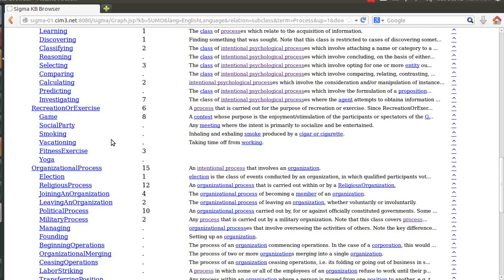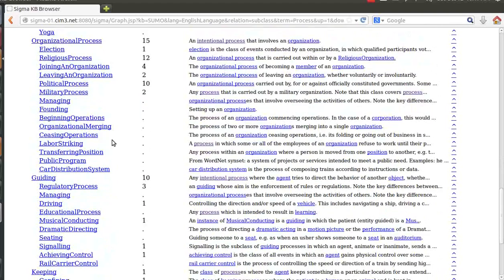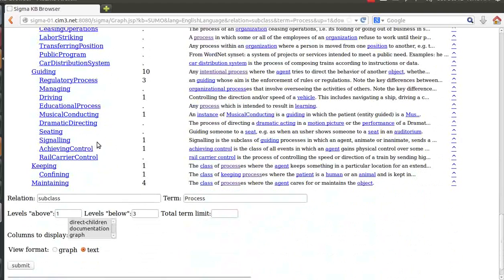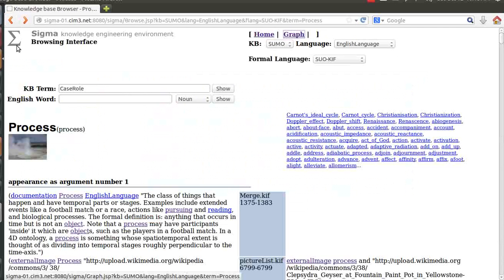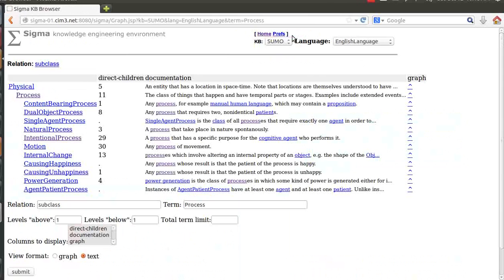How did you get here? From the previous web page. I think it's very useful. So let's go back. So if we have any class in SUMO that we're looking at, we can go to the upper right here to the graph link. That's very useful. Yeah, and graph has a lot of nifty controls on it.